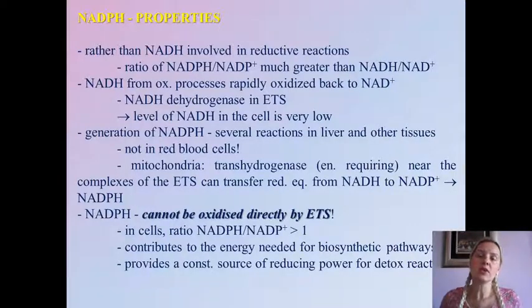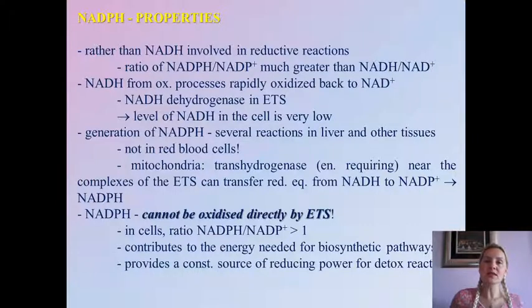So you know that we get NADH from oxidative processes, and when we get NADH, it gives reducing equivalents to ETC, and it's rapidly oxidized back to NAD+. This is catalyzed by NADH dehydrogenase in ETC. So you get a formation of NADH in catabolic pathways, and they readily give away their reducing equivalents. So the level of reduced NAD in cells is rather low.